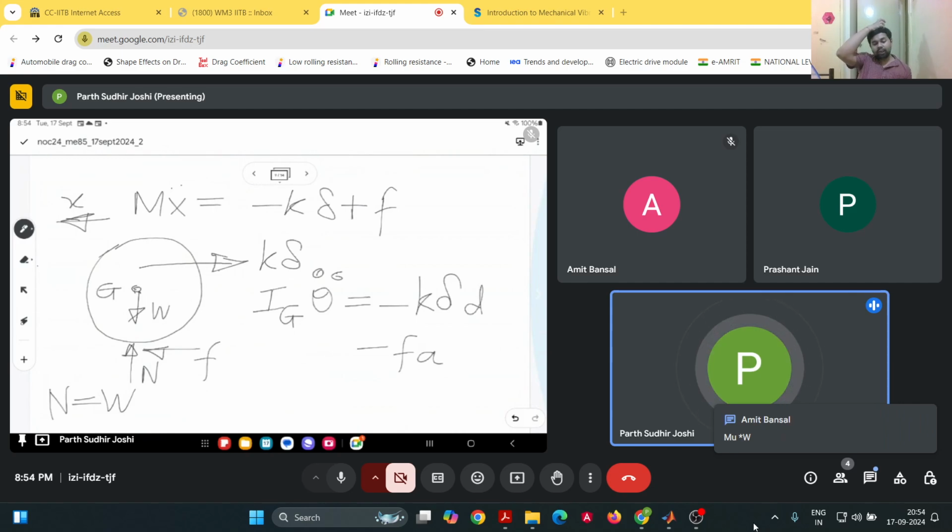So now we have to eliminate, let us say, the friction force. For that, this x and theta are two different variables, but they are not independent, right? Now it is given that the disk is rolling without slipping. So what is the condition for rolling without slipping? What will be the condition?